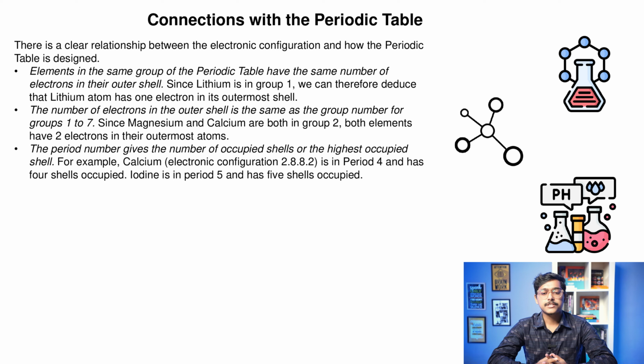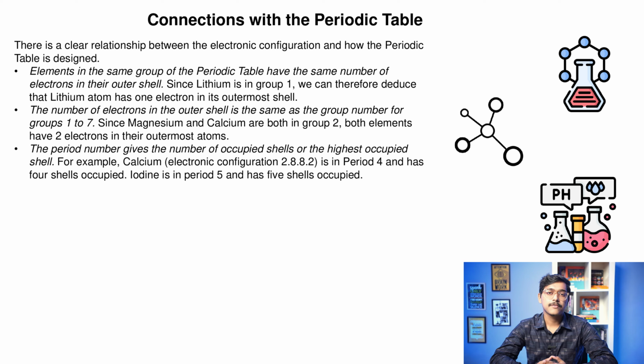There is a clear relationship between the electronic configuration and how the periodic table is arranged. Elements in the same group of the periodic table have the same number of electrons in the outermost shell. For example, calcium and magnesium are both in group 2, from which we can understand that both elements have 2 electrons in their outermost shell. The number of electrons in the outermost shell is the same as the group number for groups 1 to 7. Since lithium is in group 1, we can understand that lithium has 1 electron in its outermost shell.